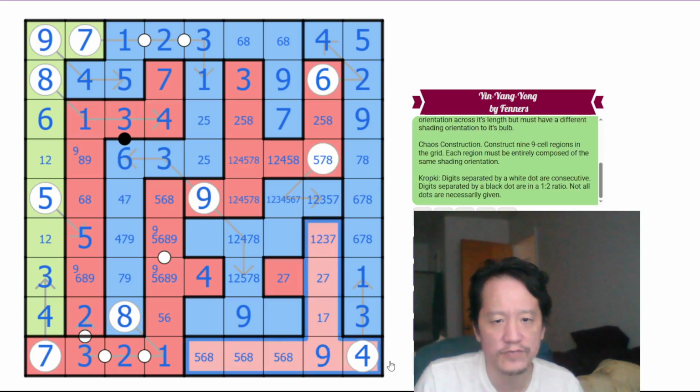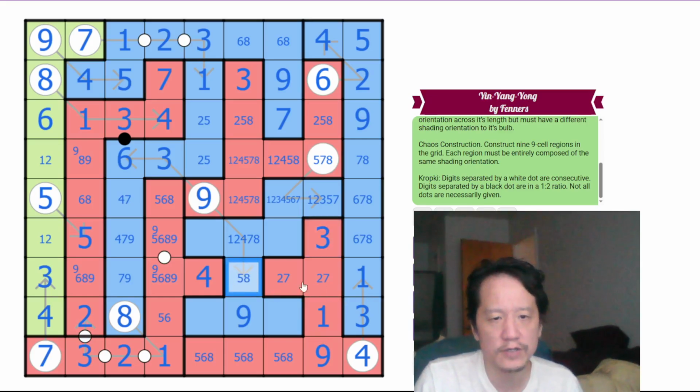in the rest of its region. This can't be 7. This is 1. This can't be 1, 2, or 7, so this is 3. This can't be 1, 2, or 7 here, so this is 5 or 8, which makes this 1 or 4 to add up to 9 with it.